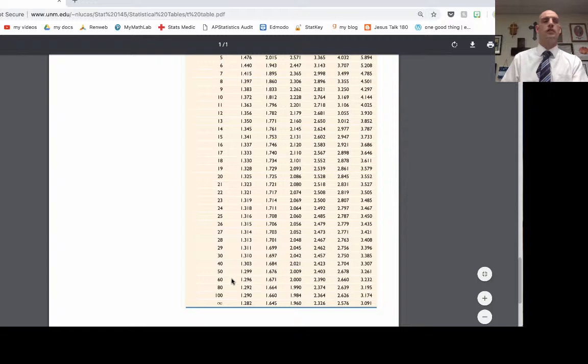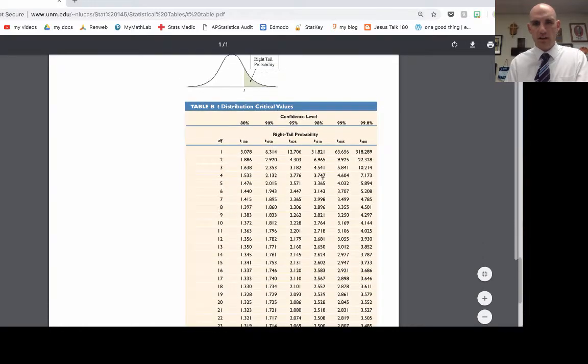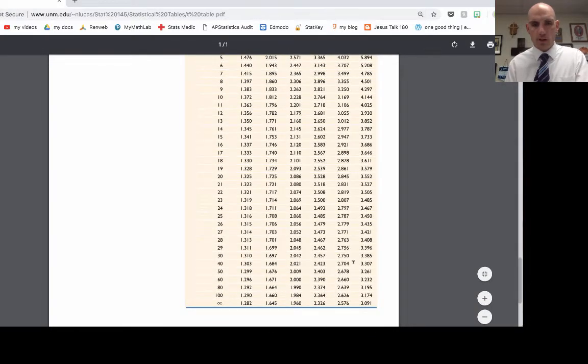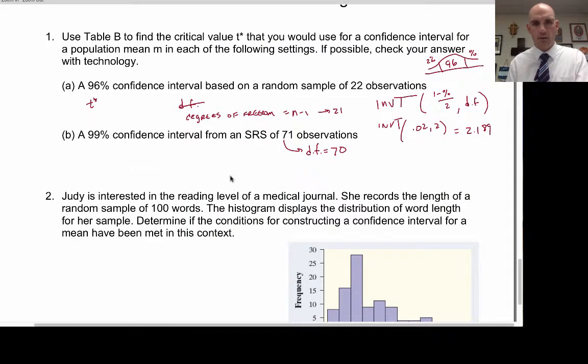So let's see how this differs. We're going to do it two ways. We're going to do it from the chart. We're going to do it from inverse t. So here's 60. My 99% confidence interval is my second to last column. So I've got 2.660. So here we go. Table B. We have degrees of freedom equals 70, but in the chart there's got to be 60. So my T star was equal to 2.660.